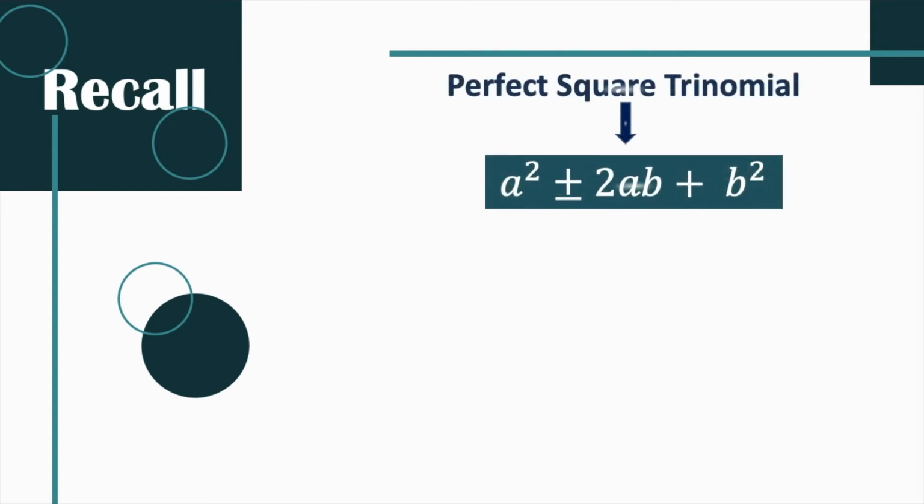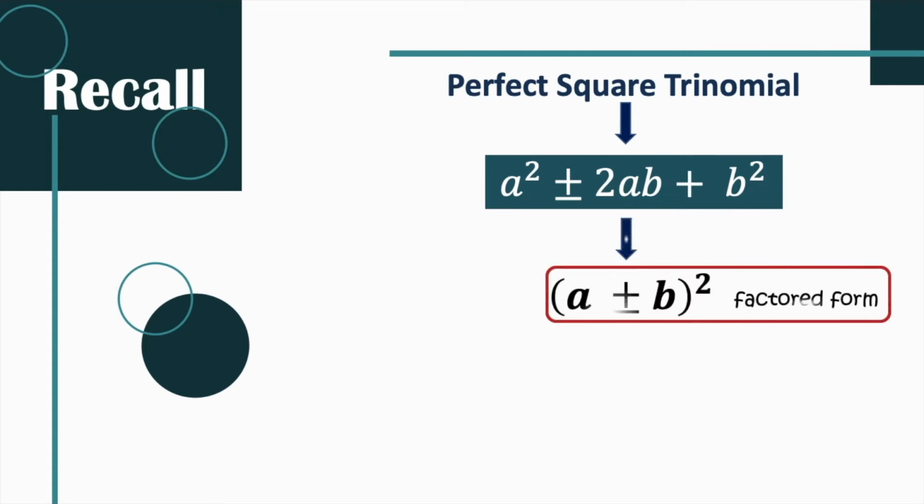A perfect square trinomial has three terms, where the first and third terms are perfect squares, while the second term is positive or negative twice the square roots of the first and third terms. Remember that any perfect square trinomial in factored form is the square of a binomial, a plus or minus b.